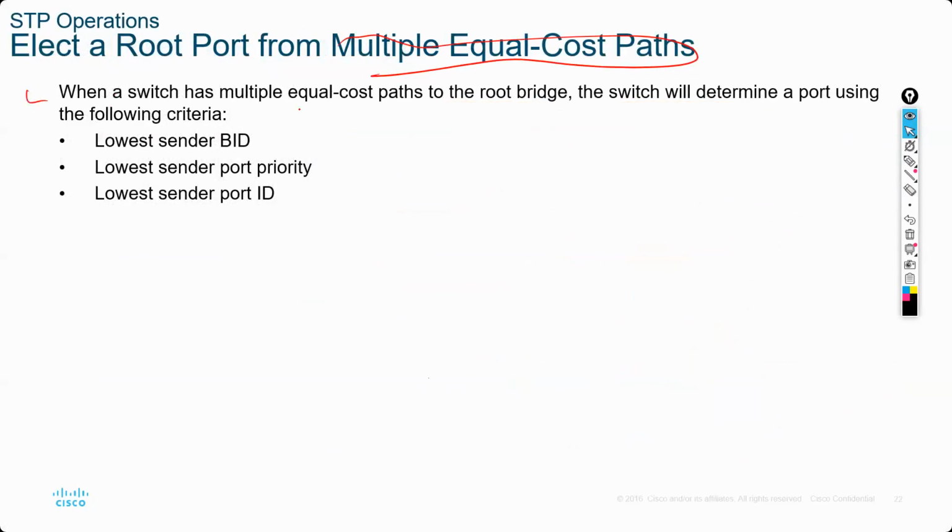When a switch has multiple equal cost paths to the root bridge, the switch will determine a port using the following criteria. So the switch wants to know, now that I have a tie with the cost, what will I do? It will have to find out the lowest sender bridge ID. If there's a tie already, it will use the lowest sender port priority. If there is a tie again, it will now use the lowest sender port ID. Let's see. They gave us a good example here.